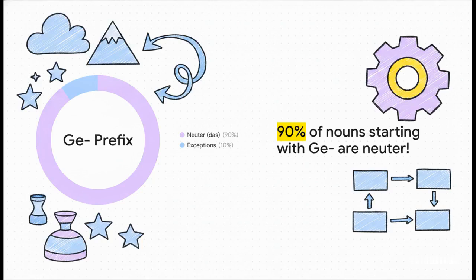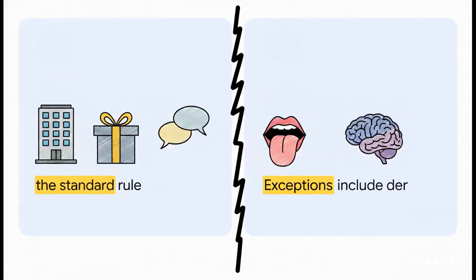A huge, massive majority of nouns starting with the prefix ge- fall squarely into the neuter category. This prefix is absolutely everywhere in German, often used to turn verbs into nouns or to describe a whole collection of things. Because of this rule, you can confidently guess das for words like das Gebäude, the building, das Geschenk, the gift, or das Gespräch, the conversation. The rule is incredibly robust. You just need to treat the outliers, like der Geschmack, die Geschichte, or der Gedanke, as fun trivia. Yes, they break the rule, but they are in the vast, vast minority.